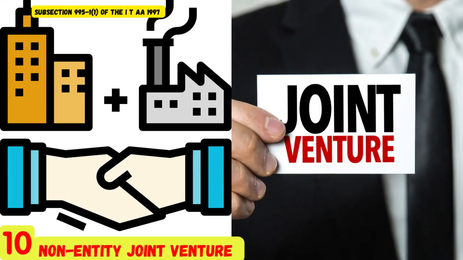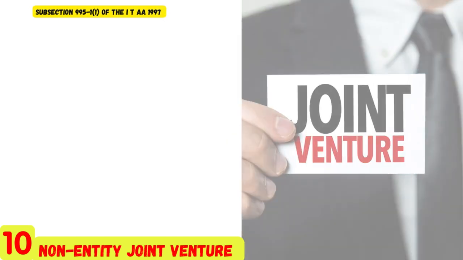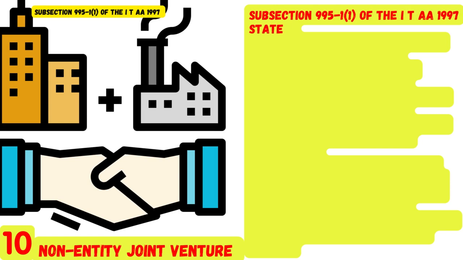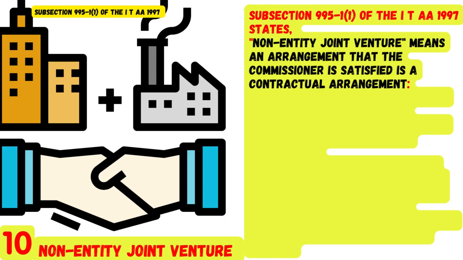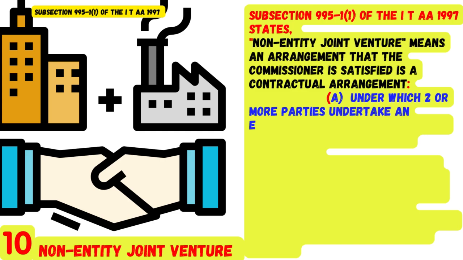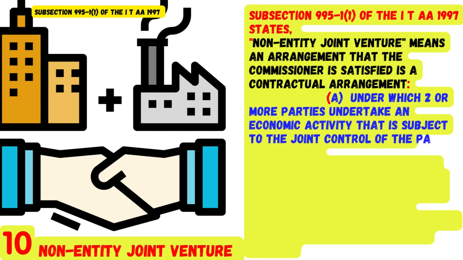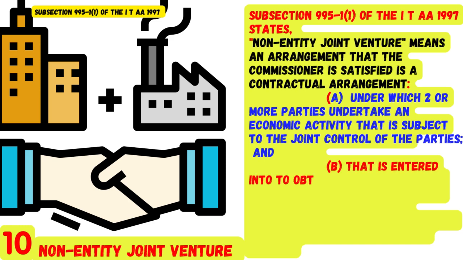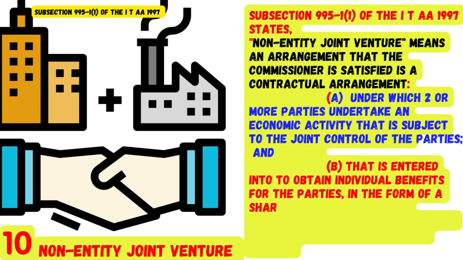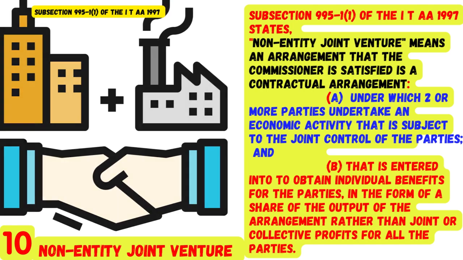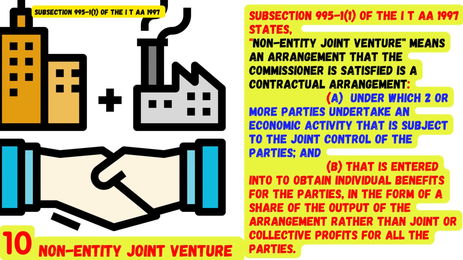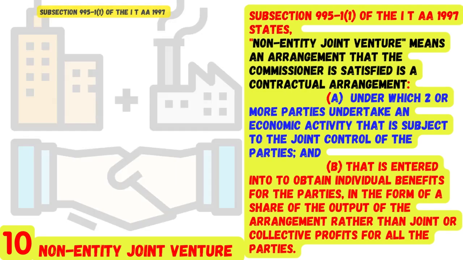Next word. Word number 10. Non-entity joint venture has the meaning given by subsection 995-1 of the ITA 1997. Subsection 995-1 of the ITA 1997 states, non-entity joint venture means an arrangement that the commissioner is satisfied is a contractual arrangement. A. Under which two or more parties undertake an economic activity that is subject to the joint control of the parties. And B. That is entered into to obtain individual benefits for the parties, in the form of a share of the output of the arrangement rather than joint or collective profits, for all the parties.